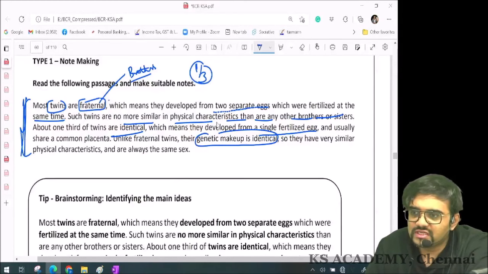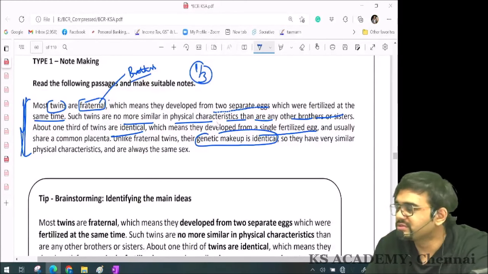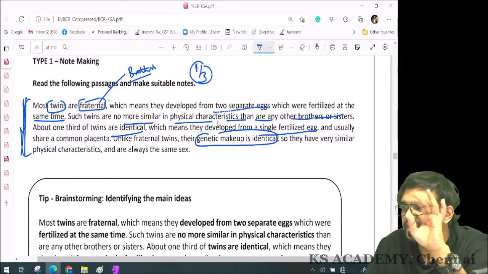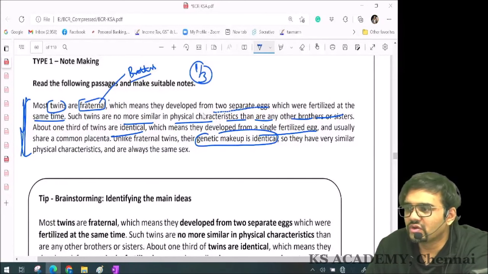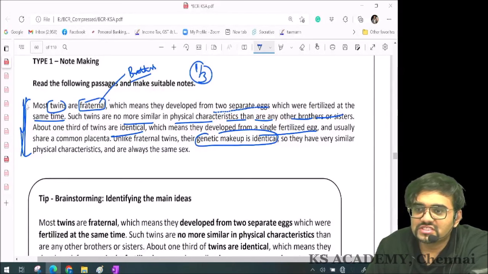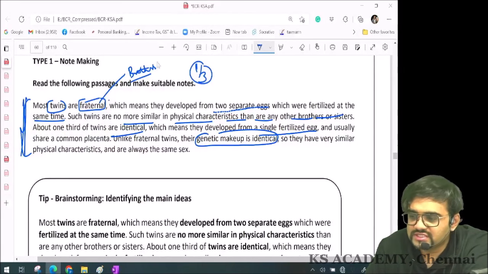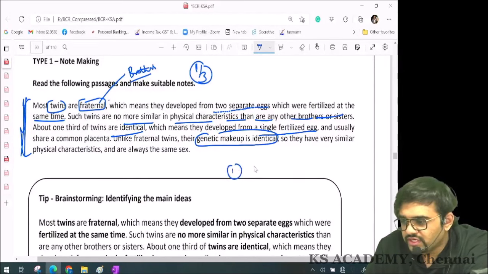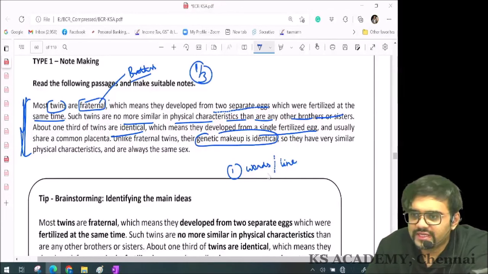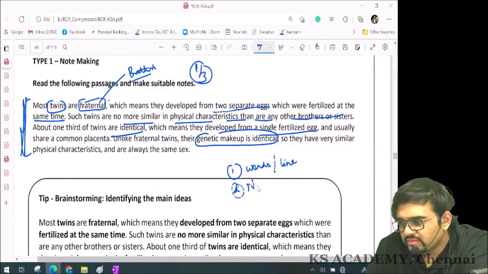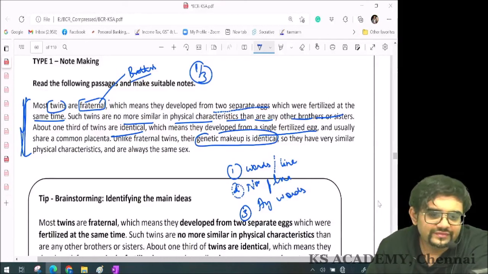In this, you can actually divide this into 2 types of twins. What are they? Fraternal and identical. So, when I am making a note, I should first read. First and foremost, step number 1, I should see the words per line. Second will be number of lines. Third one, I should figure out what? Average words. How many words do I have?